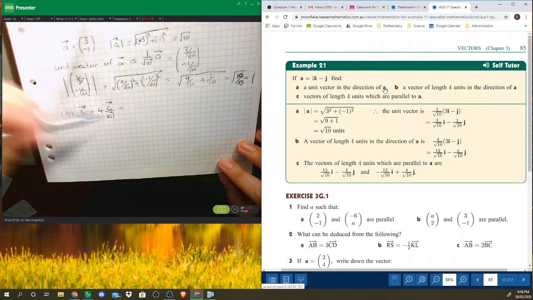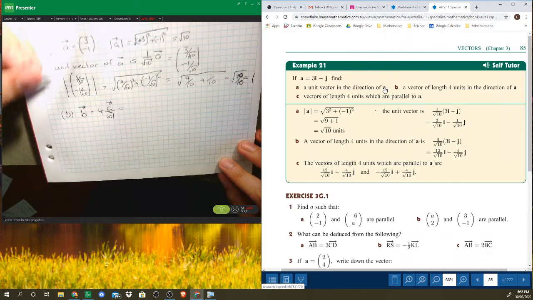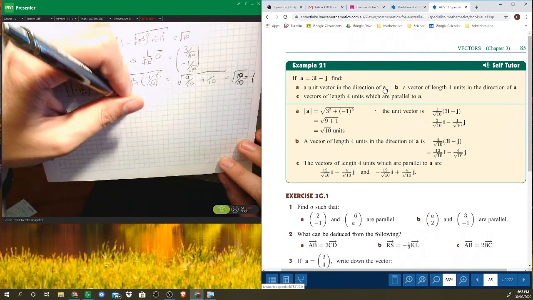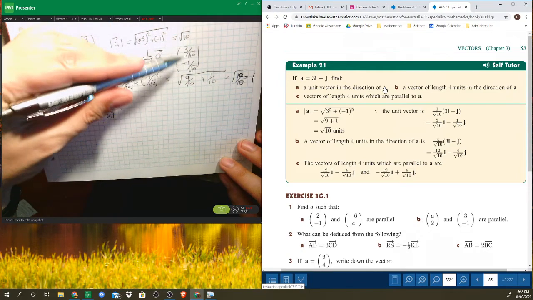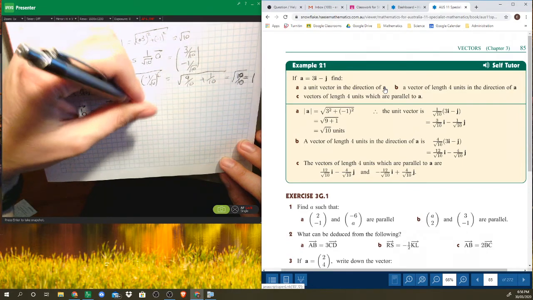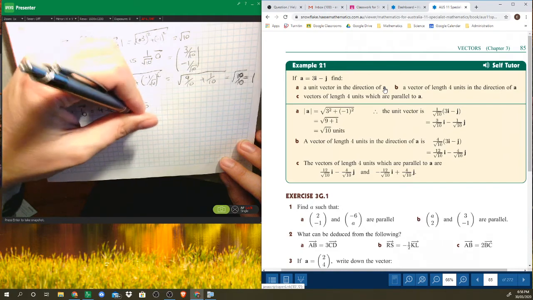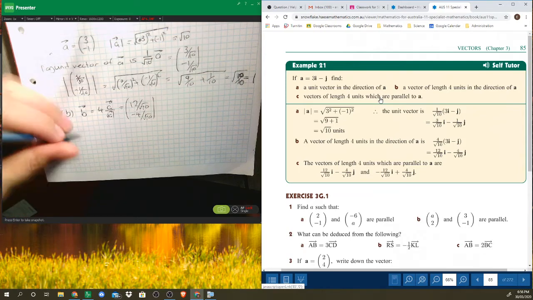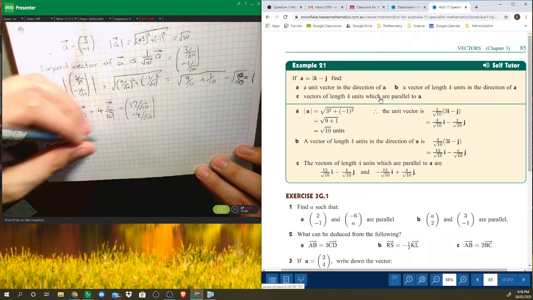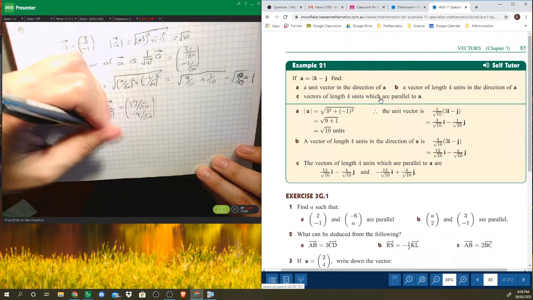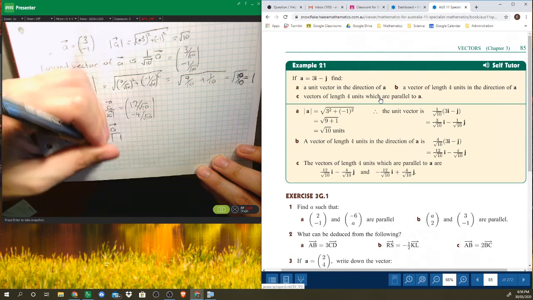Well, that's essentially 4 times what I just did in part A here, which would be, so basically timesing 4 into this would be 12 on root 10 and minus 4 on root 10. Okay. Vectors of length 4 units which are parallel to A. Well, all vectors, that would include, I'll call this one C, basically plus or minus A on root A.